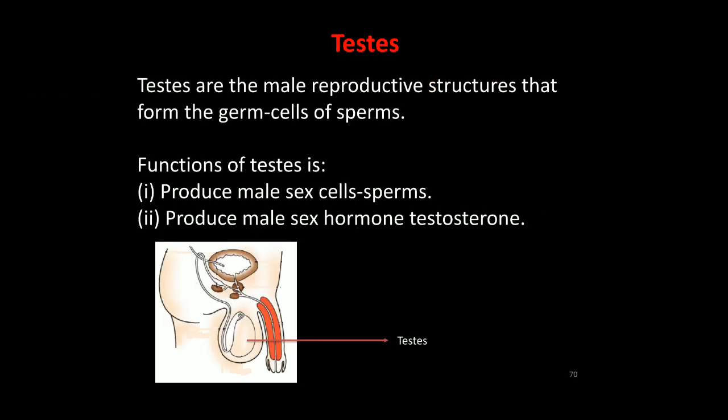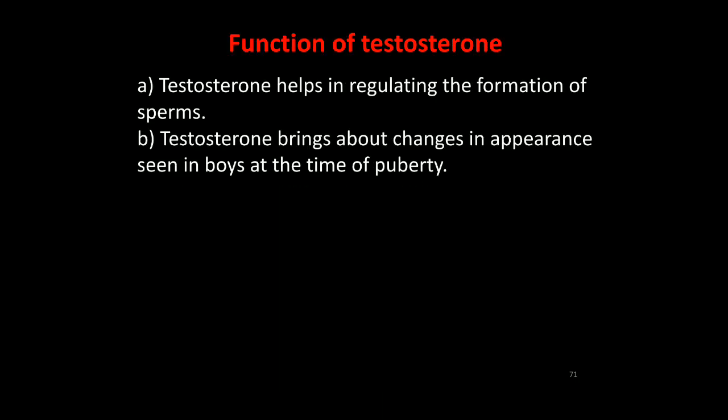Next is testes. Testes are the male reproductive structures that form the germ cells or sperms. Functions of testes: produce male sex cells, that is sperms, and produce male sex hormone testosterone. Next, function of testosterone. Testosterone helps in regulating the formation of sperms.